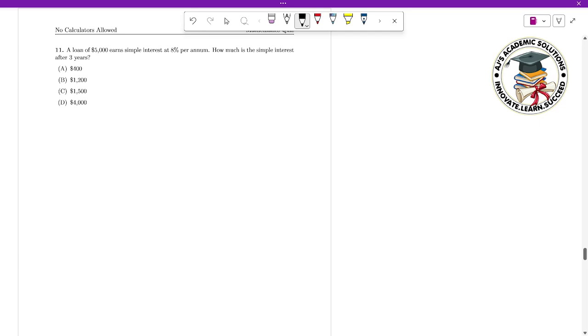Okay, so let's now continue with question 11, where we have a loan of $5,000 that earns a simple interest at 8% per annum. How much is the simple interest after 3 years? So this question requires you to remember the simple interest formula, which is simple interest is equal to the principal times the rate times time, all divided by 100.